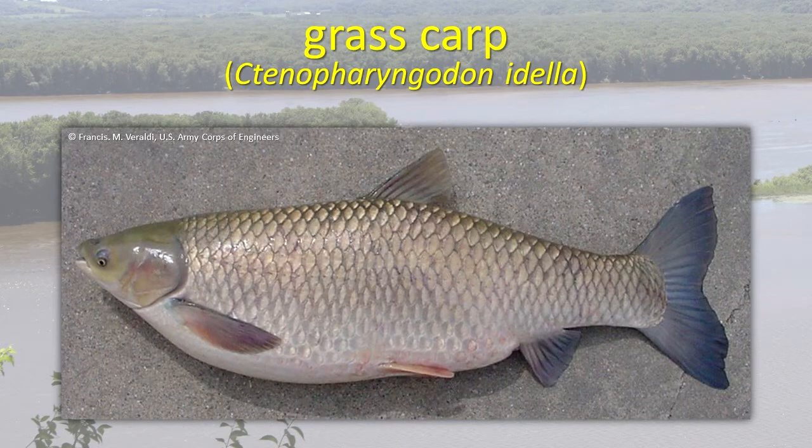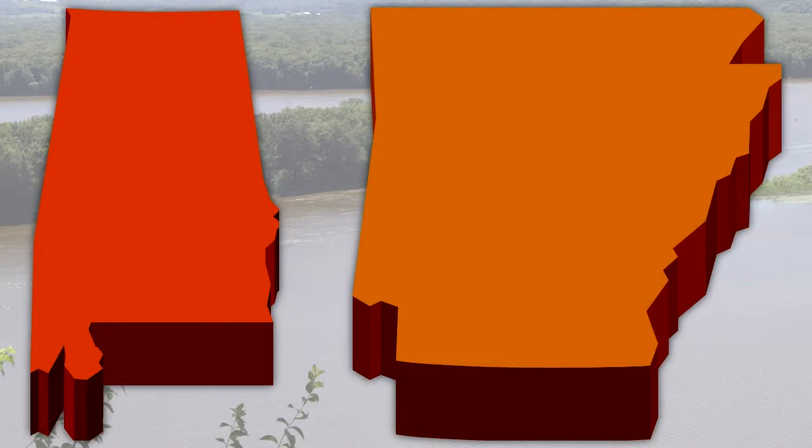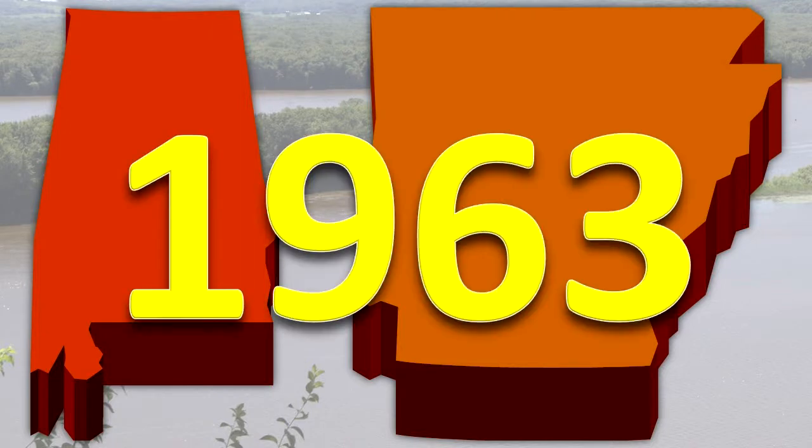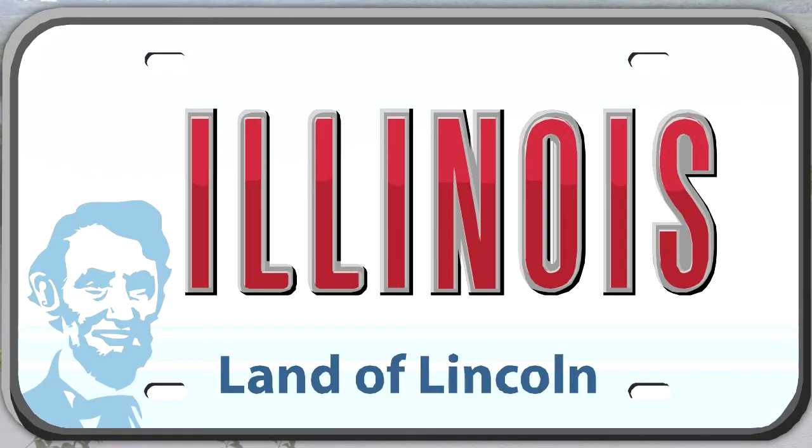Grass carp were also imported to control aquatic vegetation. They were brought to Alabama and Arkansas in 1963 from Eastern Asia. Some of these fish escaped from their commercial fish farm ponds due to floods, and by the early 1970s they were found in the Mississippi River. Now they live in all the large rivers of Illinois.